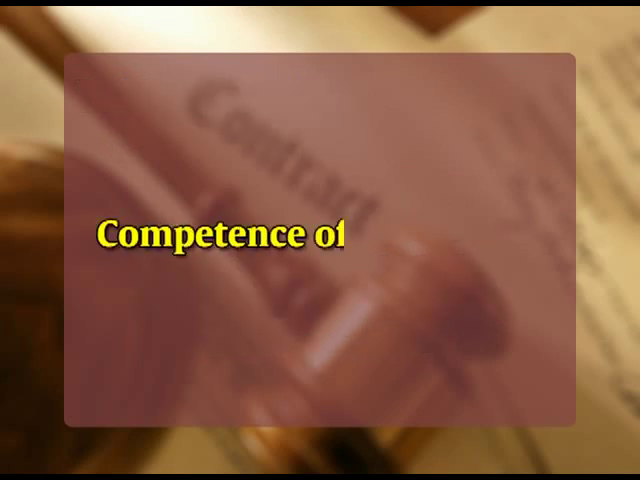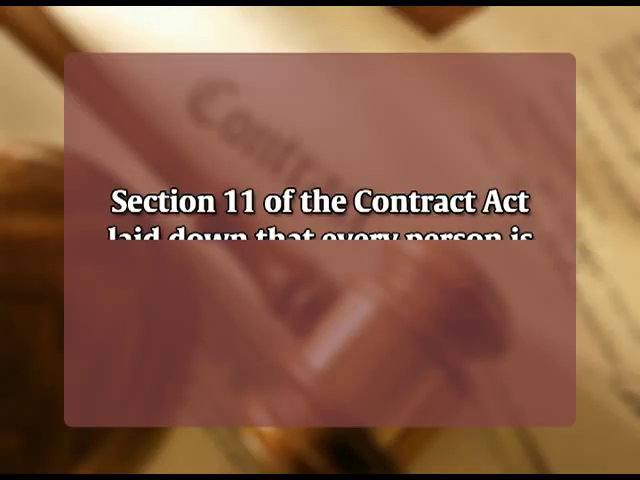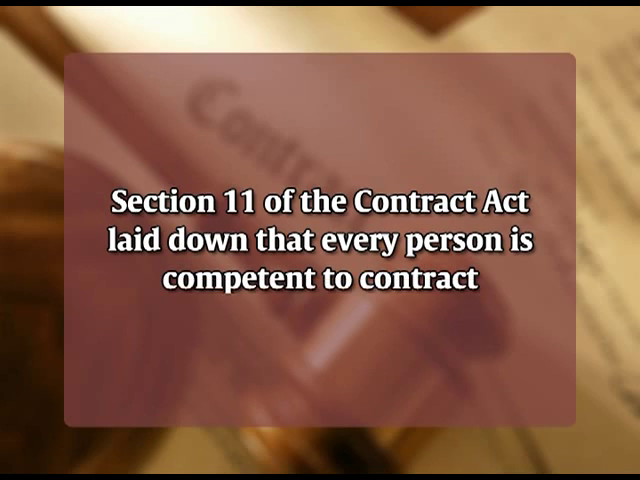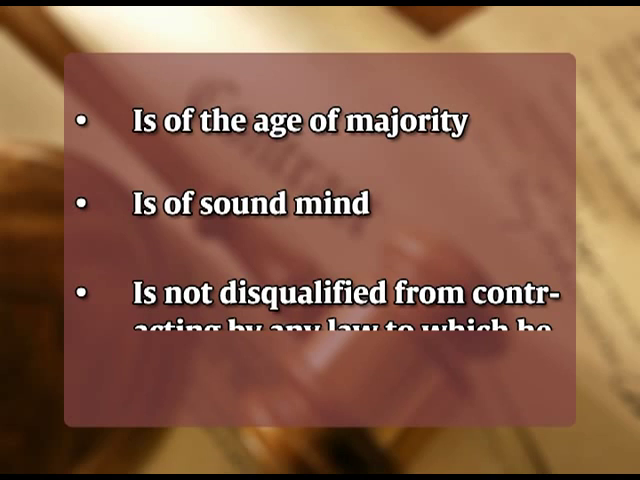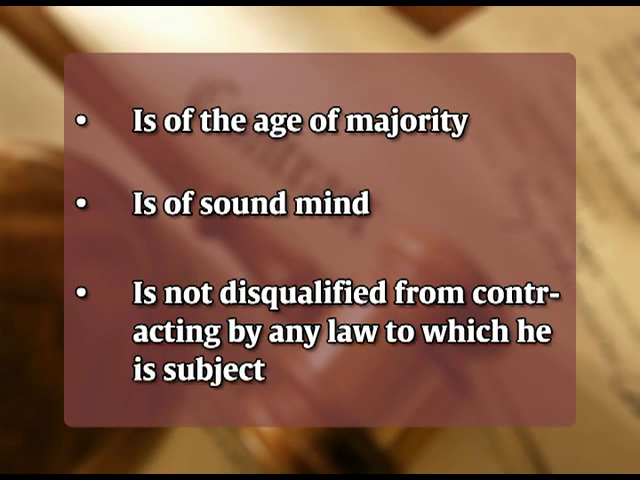Now the third aspect is competence of the parties. In order to enter into contract, the parties must be competent. Section 11 of the Contract Act laid down that every person is competent to contract if he is of the age of majority, is of sound mind, and is not disqualified from contracting by any law to which he is subject. Thus, a minor or a person of unsound mind or person disqualified by the law is incapable to enter into the contract.